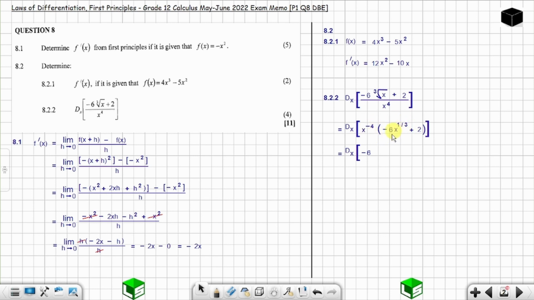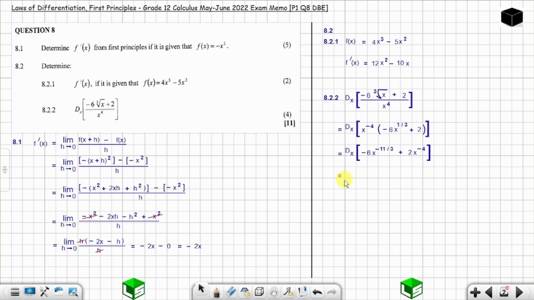According to the laws of exponent, when you multiply two terms that have got the same base, you're going to add the exponent. So you are going to have x to the power of what? Negative 4 plus 1 over 3. This is minus 11 over 3. You carry on. Now you have this times 2. So you have plus 2x to the power of negative 4. I can close my square bracket.